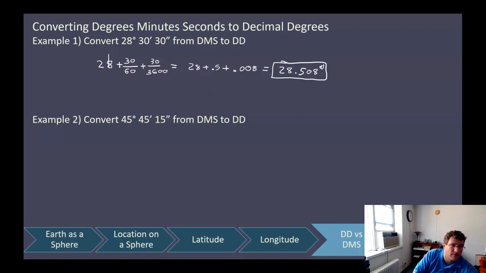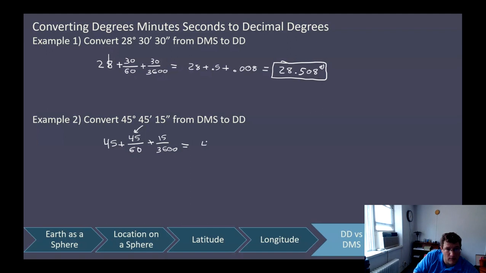Let's do another one, going from 45, 45, 15 to decimal degrees. We're going to do the exact same thing. We start with 45 plus, we pull 45 from the problem, over 60, because there's 60 minutes in a degree, plus 15 seconds over 3,600, the seconds in a degree.